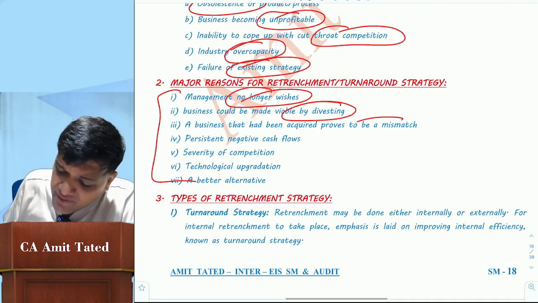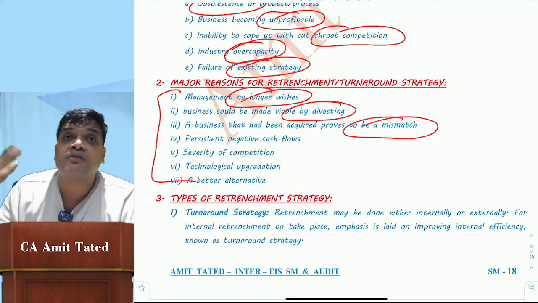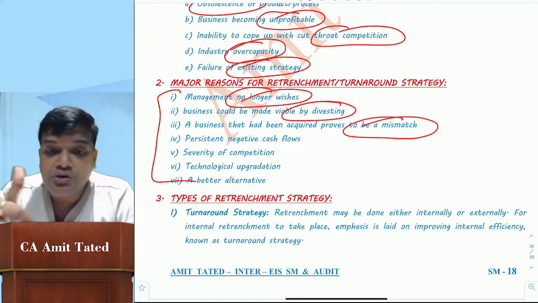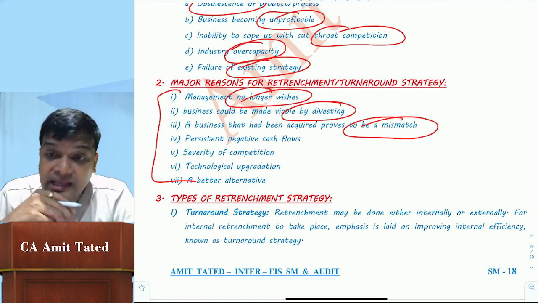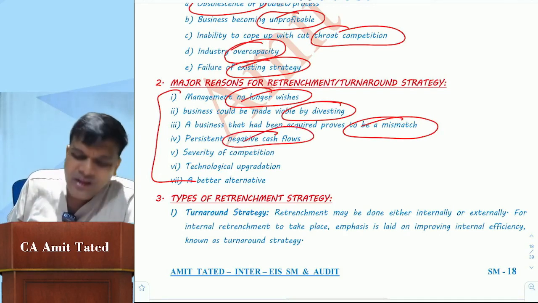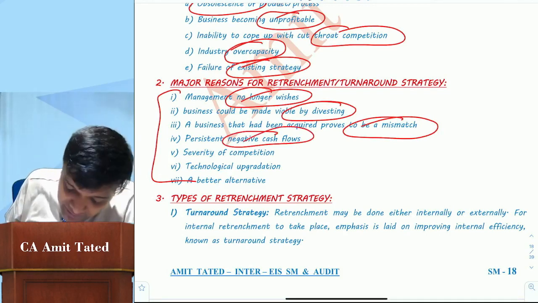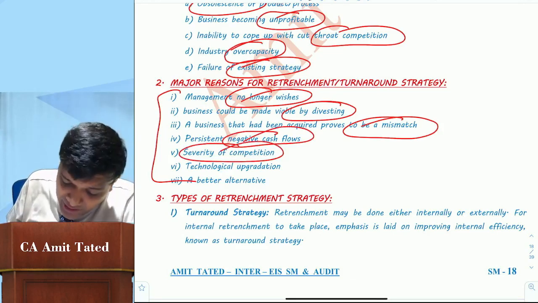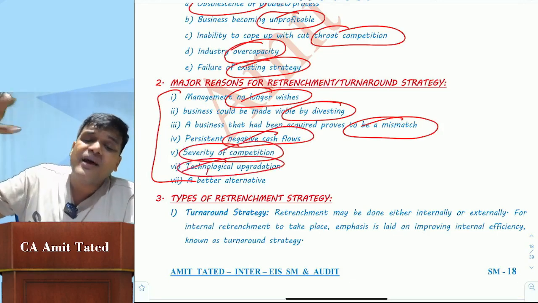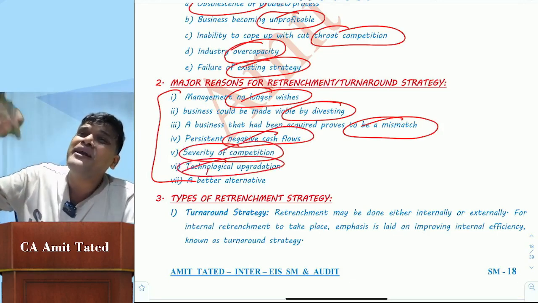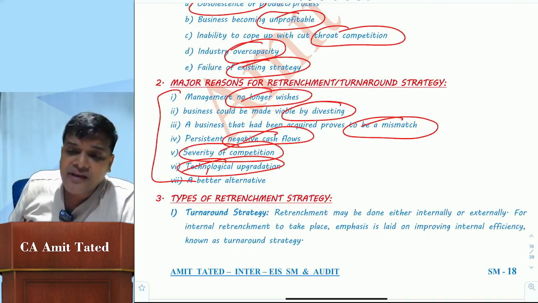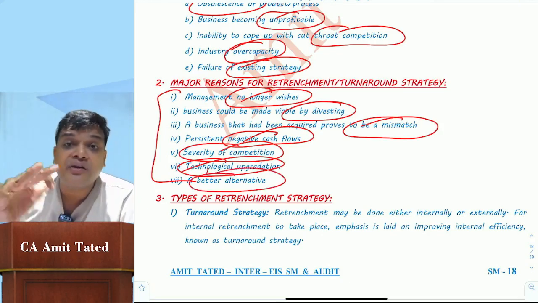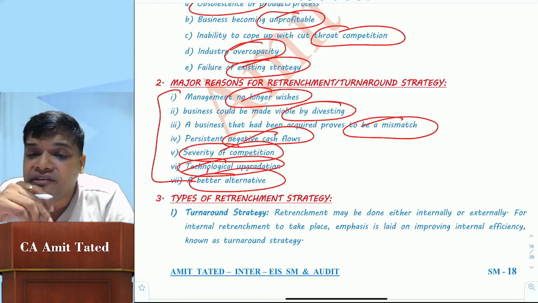Most important, my business is a mismatch. I started with a restaurant business, and I'm into teaching also and restaurant also, but I failed because there is a business mismatch, mainly in a conglomerate. Negative cash flow. Severity of competition, competition is very intense. Technological upgrade: the other companies are upgrading highly, and that is a big problem for me. A better alternative: I have a good alternative, so I can go with divestment.